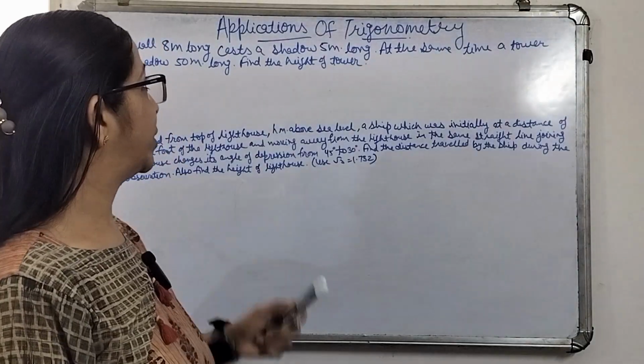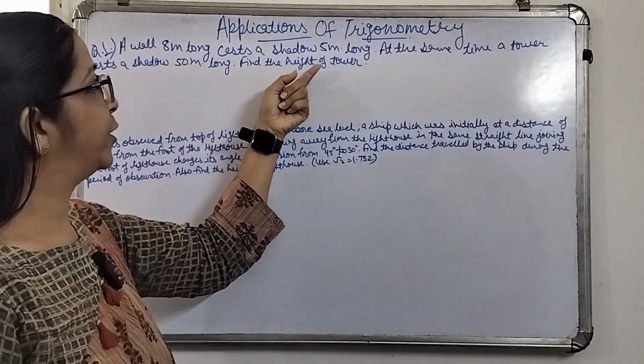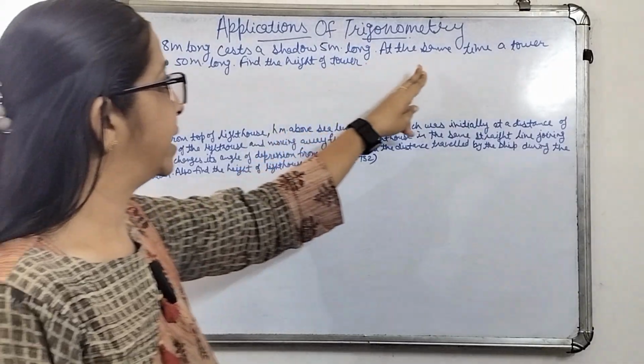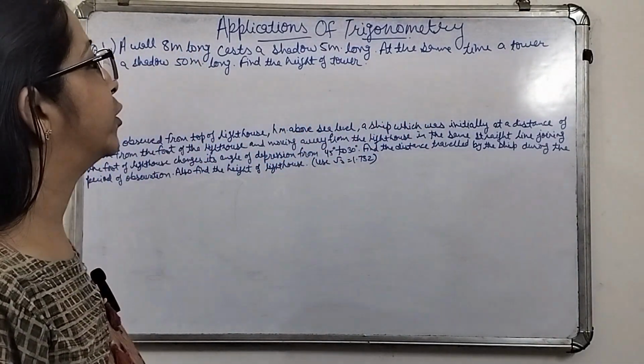Now let's start with the questions. A wall 8-meter long casts a shadow of 5-meter long. At the same time, a tower casts a shadow of 50-meter long. Find the height of the tower.